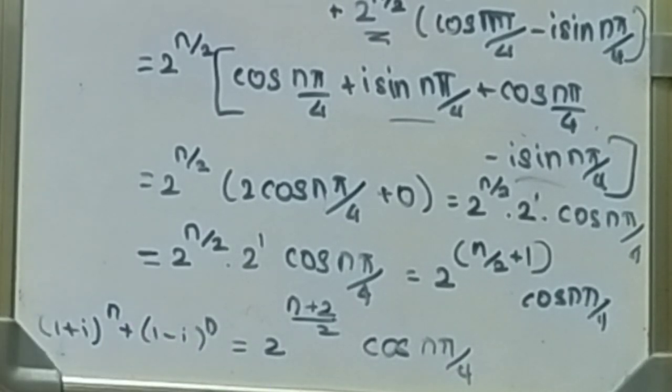What is in the question? In the question we have to prove 1 plus i power n plus 1 minus i power n equals 2 power n plus 2 by 2 multiplied by cos n pi by 4. So here also we get the same answer. So we proved this sum, right?